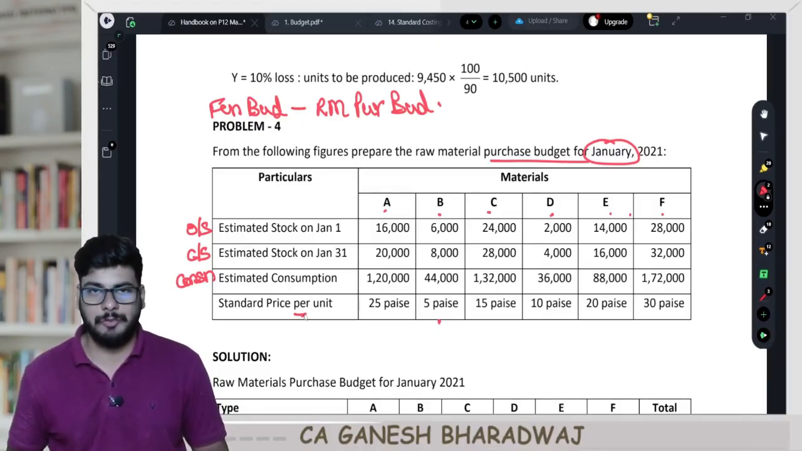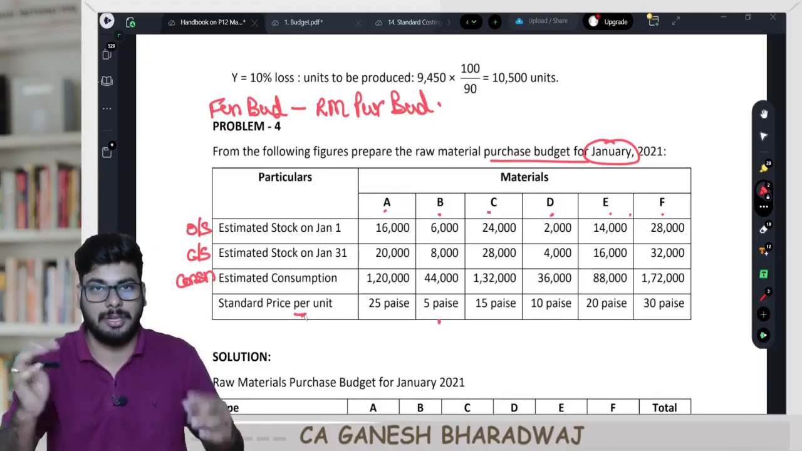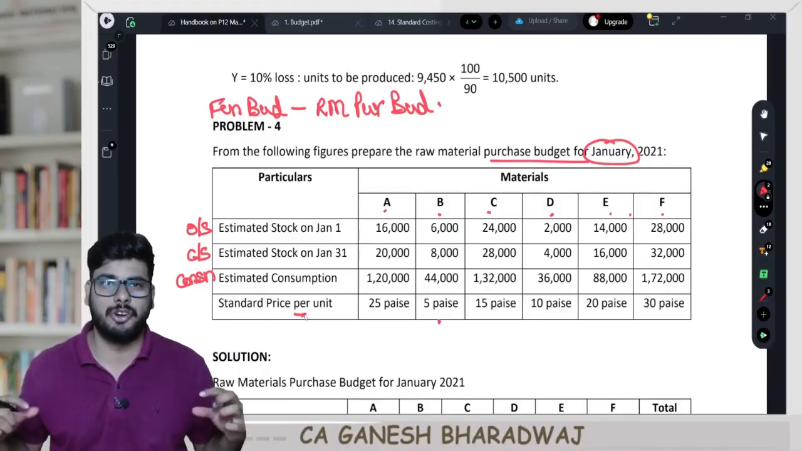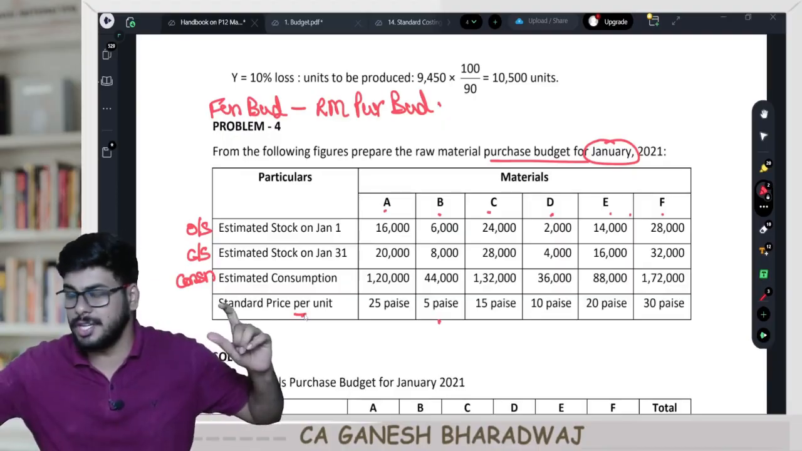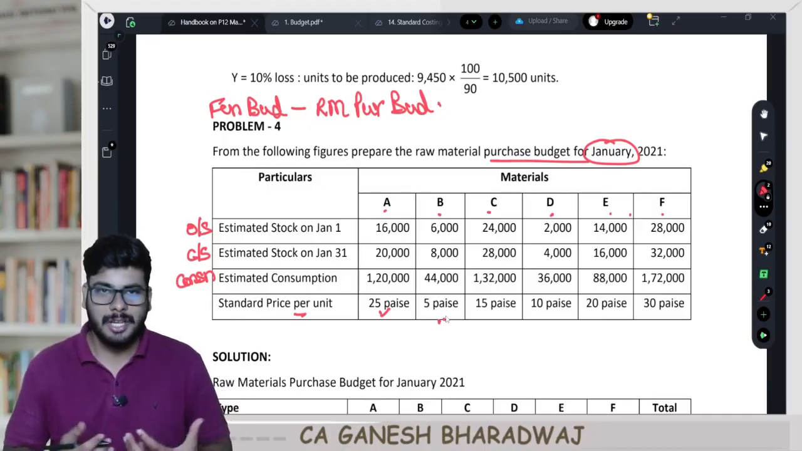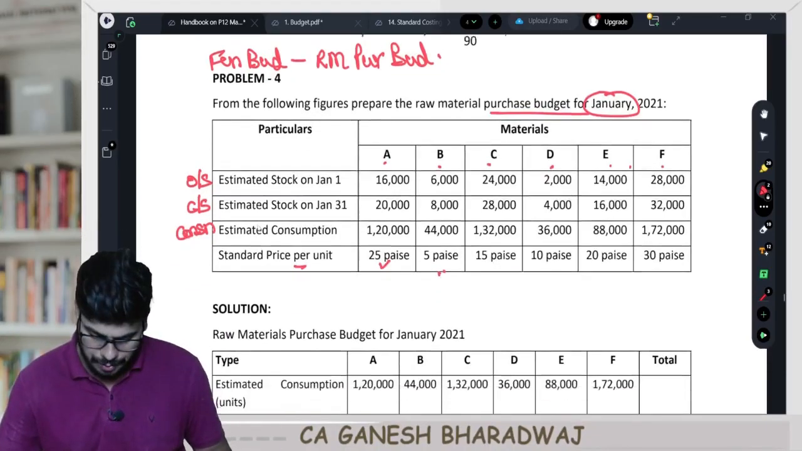Now, first what we need to do is get raw material consumption plus closing stock, which is the total raw material requirement, minus opening stock, which gives your raw material purchase. You will get it first in units, then multiply it with the respective cost. Now you will get the raw material cost budget. As simple as that. That's about it, guys. Clear with this?